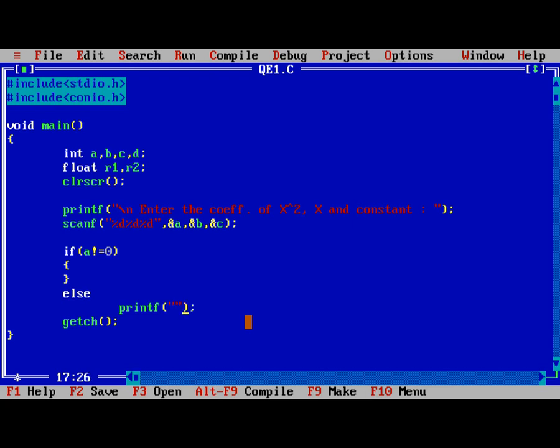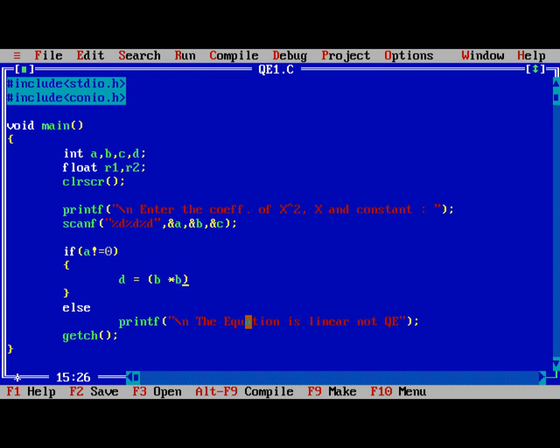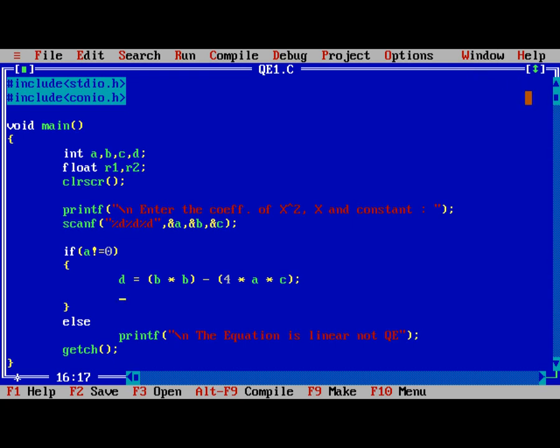Printf: the equation is linear, not quadratic equation. So here D is equal to B into B minus 4 into A into C. After finding the discriminant, we need to check if D is equal to 0.